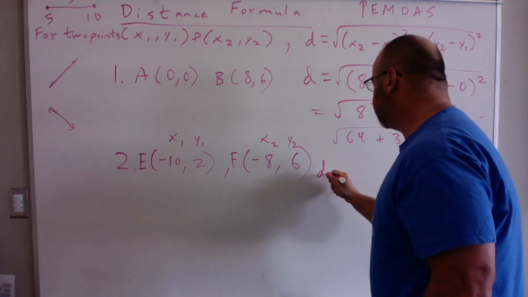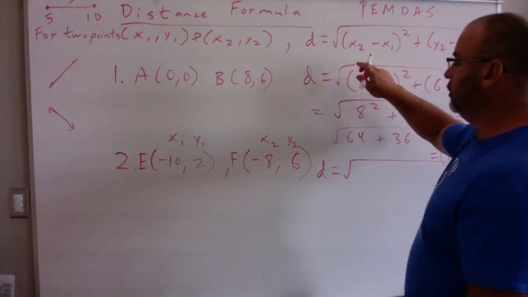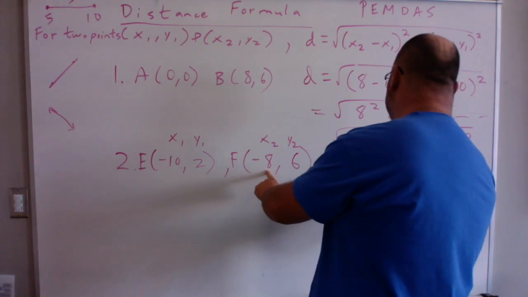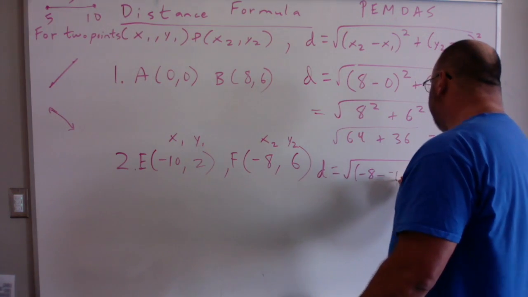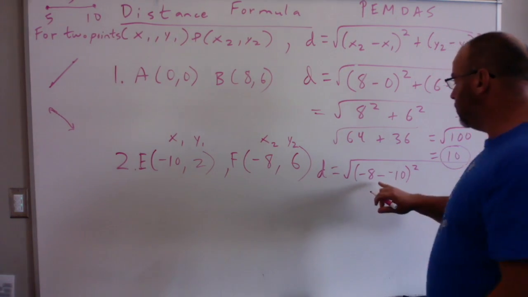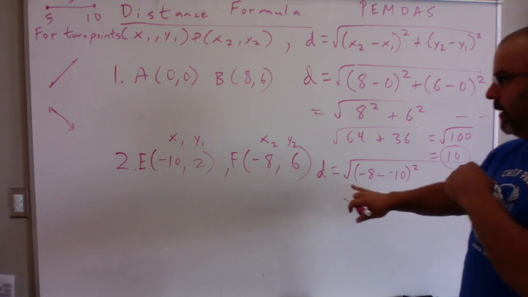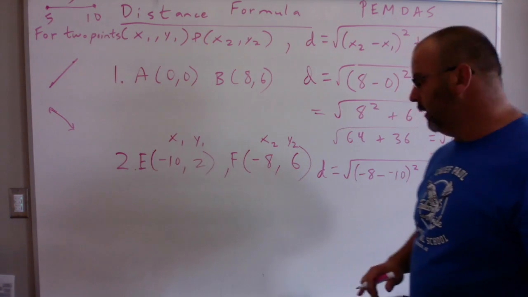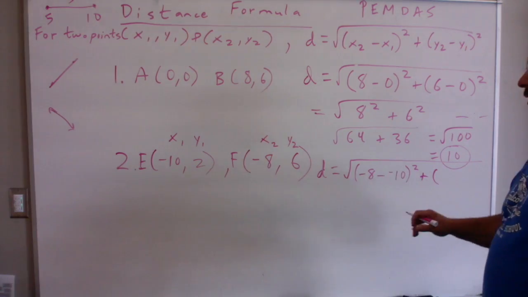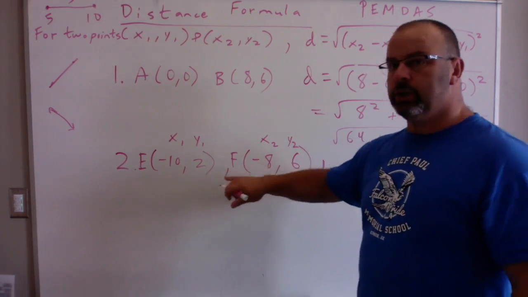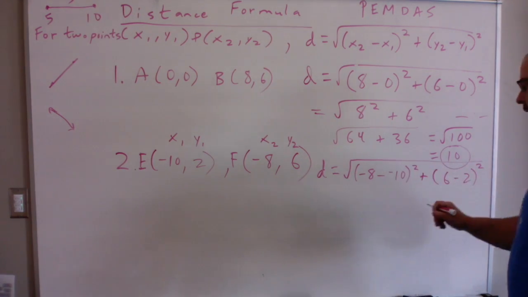So again, I'm still using this distance formula, so I'm going to put my numbers in here. So the distance is equal to the square root of x2 is negative 8. So I'm going to put that in there, negative 8, minus x1, which is negative 10. Notice that just because there's a minus sign here, this is still a negative 10. Negative 8 minus negative 10. Now plus, this over here comes out to be 6 minus 2, y2 minus y1, 6 minus 2 squared.